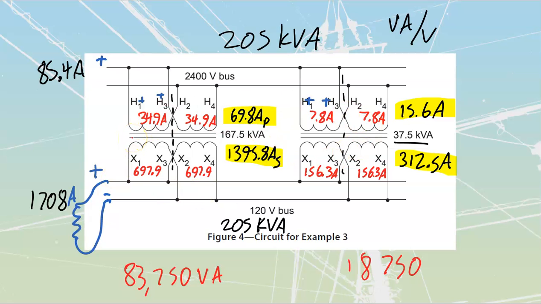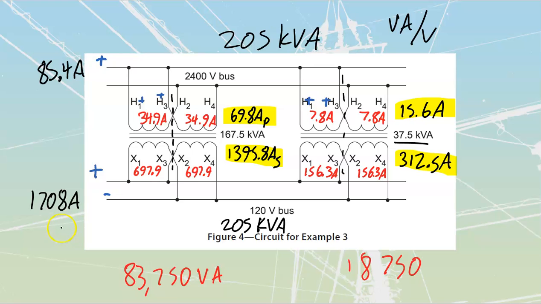The first thing that we're going to do is take a look at our secondary side. Our secondary side over here has got 1395 amps plus 312.5 amps, and altogether it's getting us out to 1708 amps that we are going to have out. We're going to start with the 1708 amps because that's what we're delivering out of here.